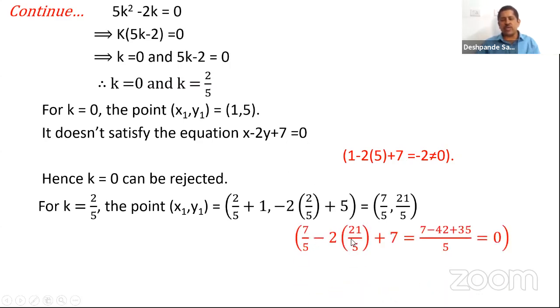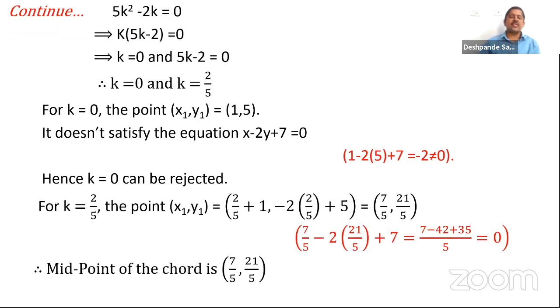So 7 by 5 minus 2 times 21 by 5 plus 7. So we take LCM. LCM is 5. You get 7 minus 42. 21 into 2 is 42. And you got a 1 here. Nothing is there means 1 here. 7 into 5 is 35. So 7 minus 42 plus 35. So 35 plus 7 is 42. 42 minus 42 is 0. 0 by 5 is 0. So it means that the point 7 by 5 and 21 by 5 is satisfying the equation. So you got the middle point as 7 by 5 comma 21 by 5.